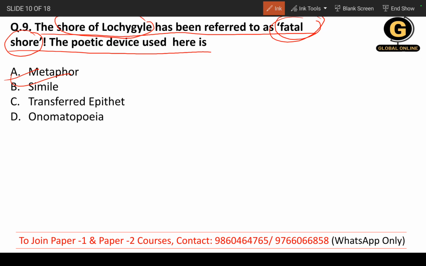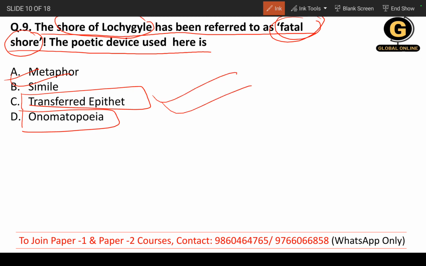Onomatopoeia. What do you mean by onomatopoeia? Onomatopoeia is basically words you can hear a sound from, like splash, boom, buzz. So this is not the correct answer. Transferred epithet is the correct answer. Transferred epithet is when an adjective usually used to describe one thing is used to describe another. So here the shore of Loki gill is described by fatal shore. Fatal is an adjective, so this will be the correct answer.